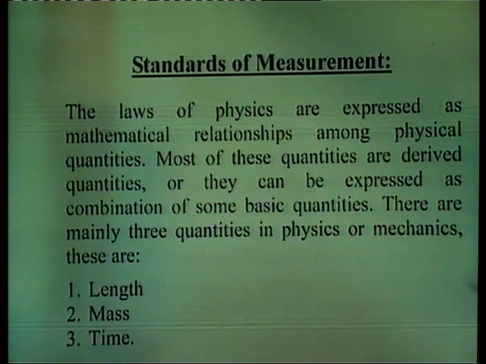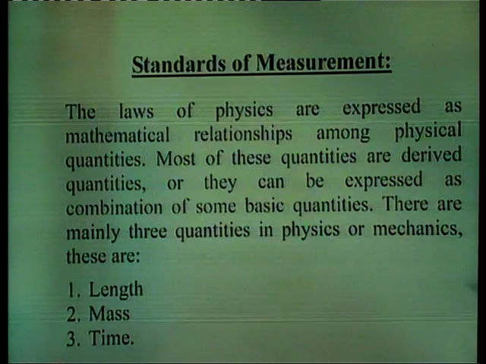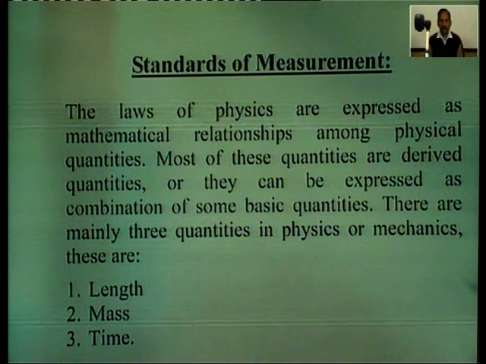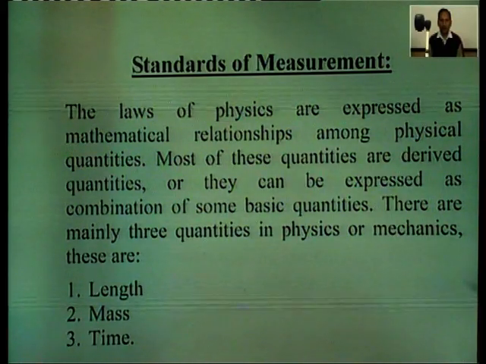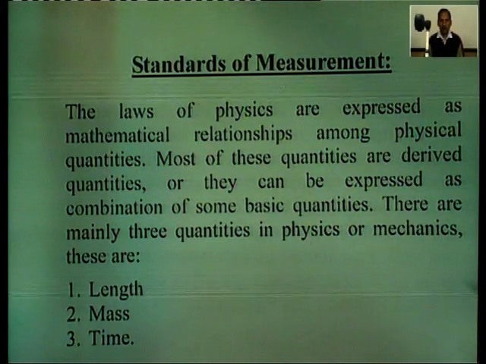Standards of measurements. The laws of physics are expressed as mathematical relationships among physical quantities. Most of these quantities are derived quantities, or they can be expressed as a combination of some basic quantities. There are mainly 3 quantities in physics or mechanics. These are length, mass, and time.